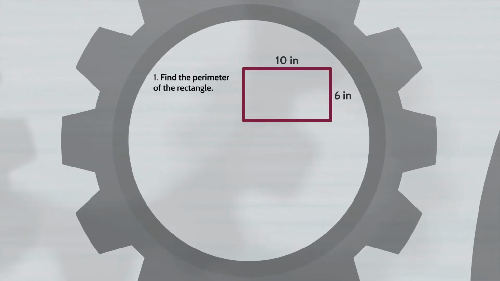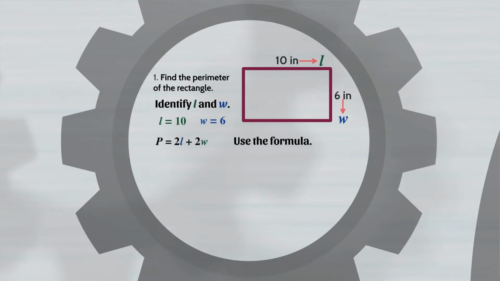The dimensions are already given. We just need to identify which one is the length and which one is the width. The length is the longer side. So, L = 10 and W = 6. It gets easier from here. We will use the formula for finding the perimeter of a rectangle. That is, P = 2L + 2W.